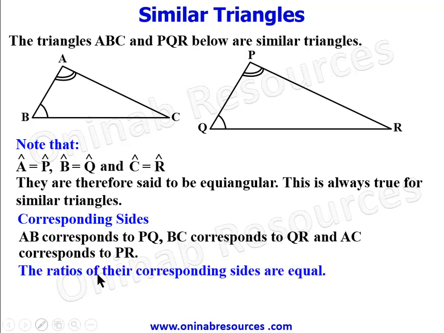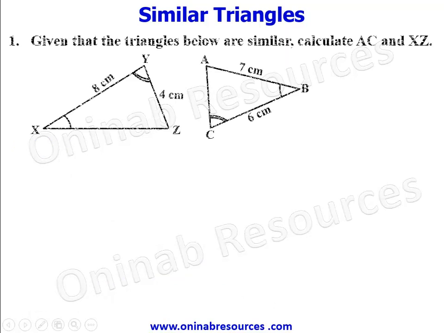Then we should know that the ratios of their corresponding sides are equal. So what we say here now, if you look at AB, which corresponds to PQ, forming their ratio, that is AB over PQ, is equal to the ratio of the corresponding sides of the next two sides, that is BC over QR, and also AC over PR. So these are the statements of the ratio of their corresponding sides being equal. And that's the best way to do this. In the next slide, we'll be looking at solving some problems.